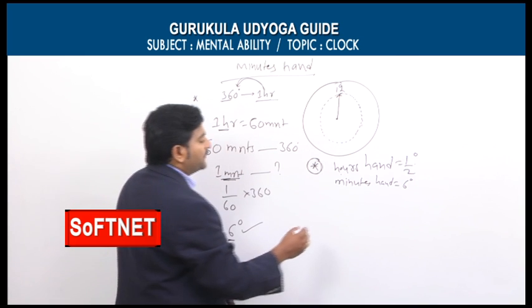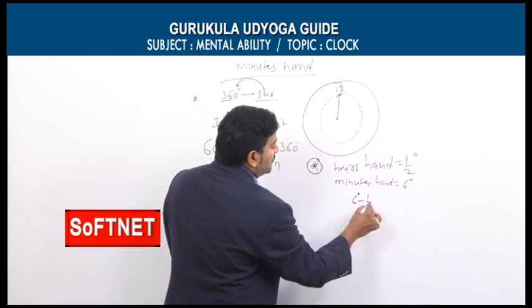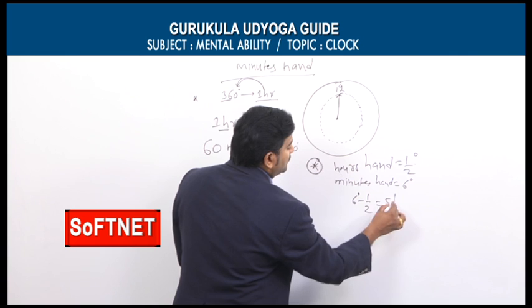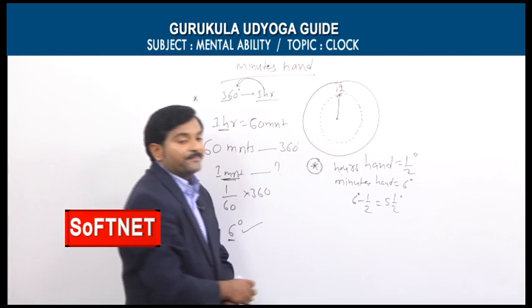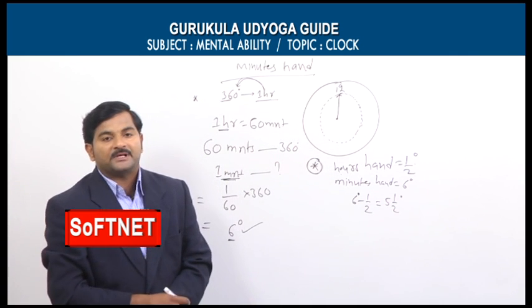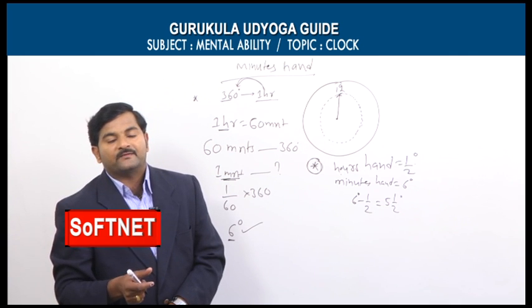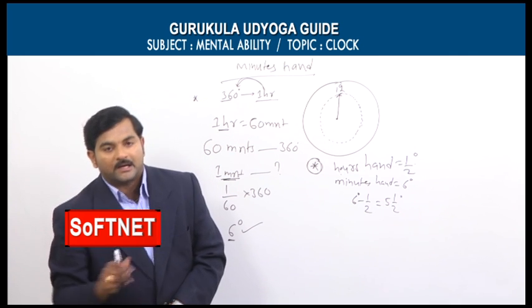If you take this difference, 6 degrees minus half degree, which is equal to 5.5 degrees. This 5.5 degrees is said to be the relative speed of the 2 hands in a clock.